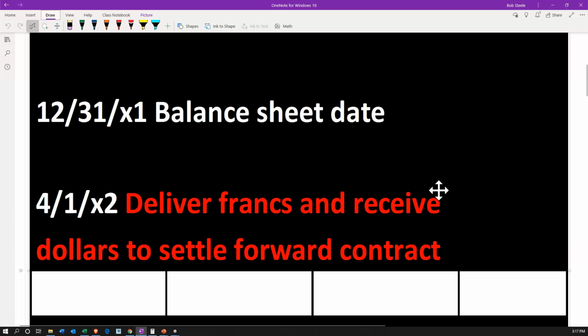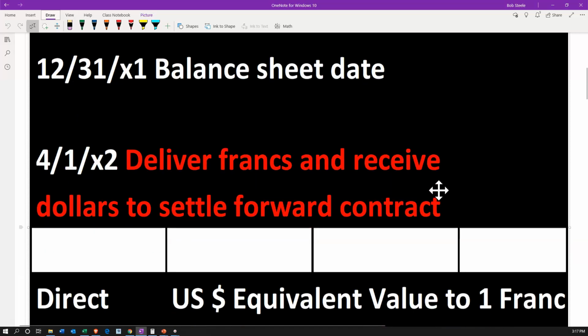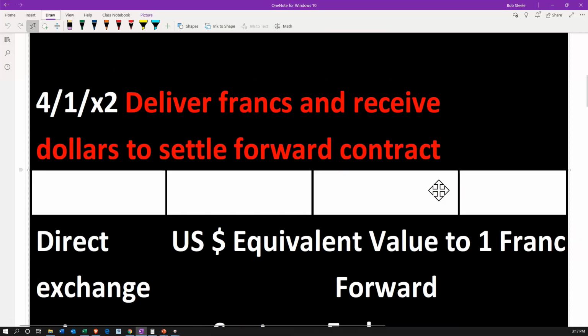So on 12/31/X1, we have the balance sheet date. We're going to have to make the adjustments to the fair value as of that point in time, kind of like the adjusting journal entries. And then on 4/1/X2, deliver francs and receive dollars to settle the forward contract.